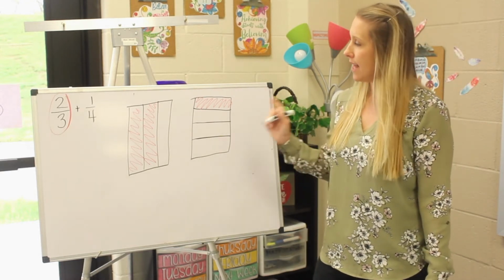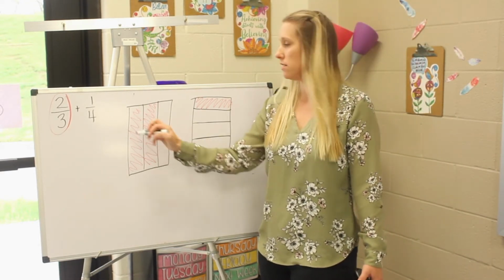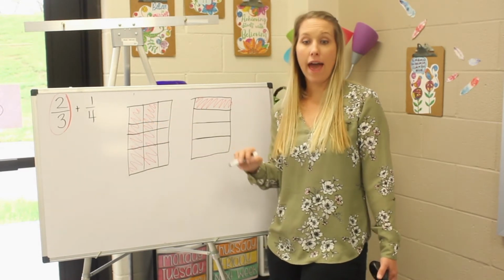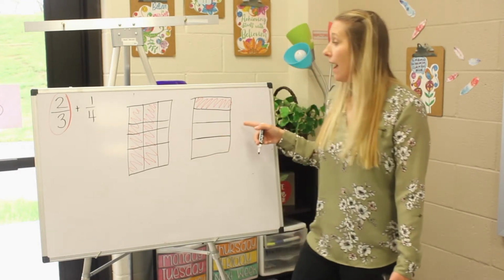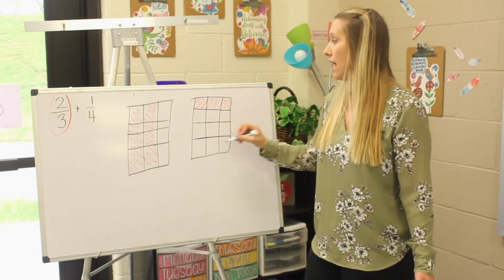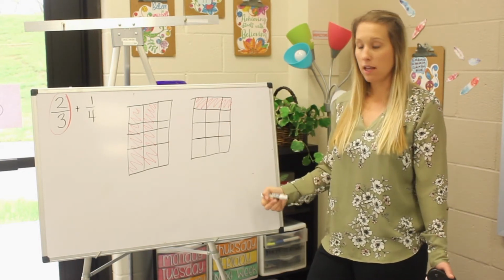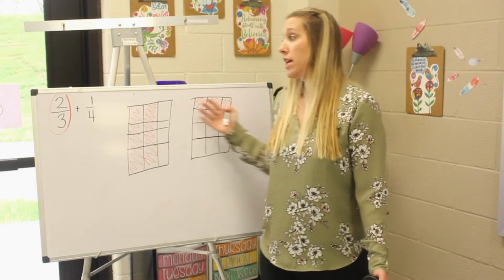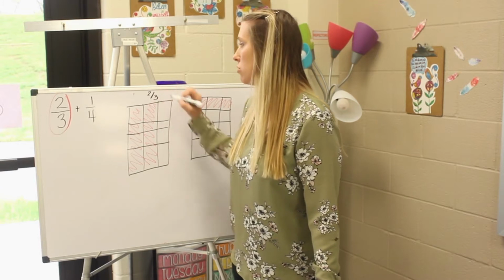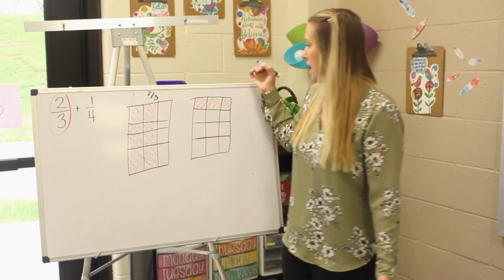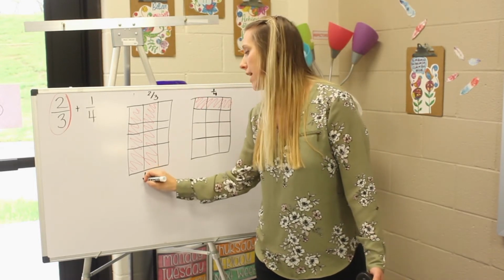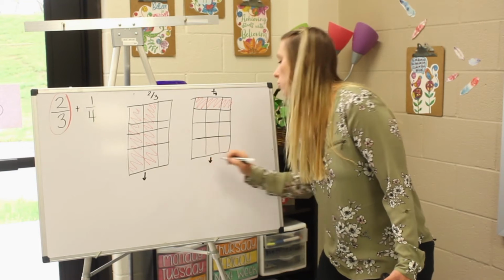Did you notice that I could partition my thirds sideways? And now I have 12 pieces. I could partition my fourth 3 times up and down, and now I have 12 pieces. Both of them are now 12ths. So this was, well, it still is, represents 2/3, and this is 1/4. But below it, I want you to write the equivalent fraction we created.